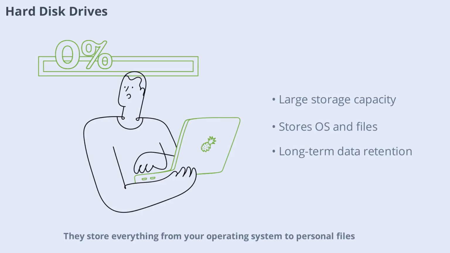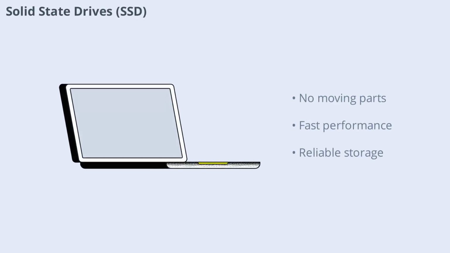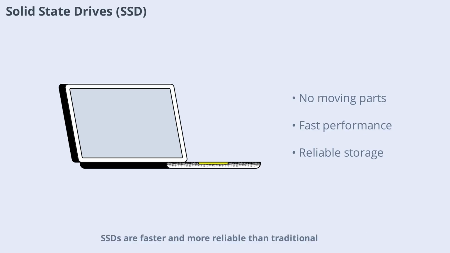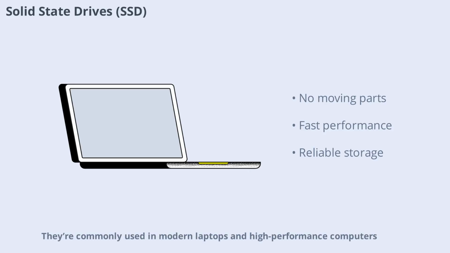They store everything from your operating system to personal files, making them a staple in most desktops and laptops. Another popular type of secondary memory is the solid-state drive, or SSD. SSDs are faster and more reliable than traditional hard disks because they have no moving parts. They're commonly used in modern laptops and high-performance computers, offering quick boot times and speedy file access.